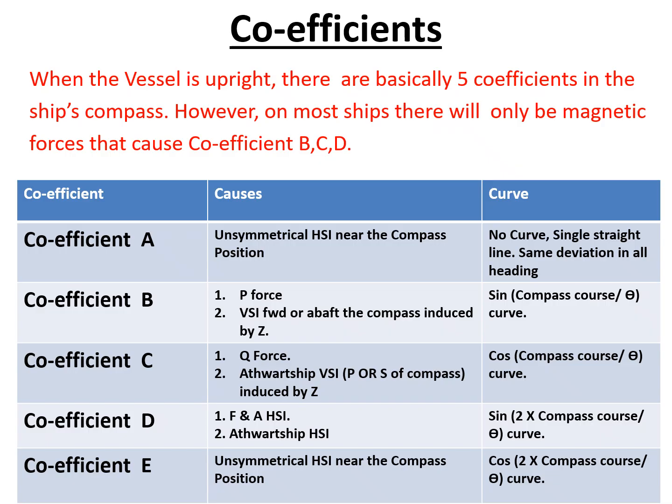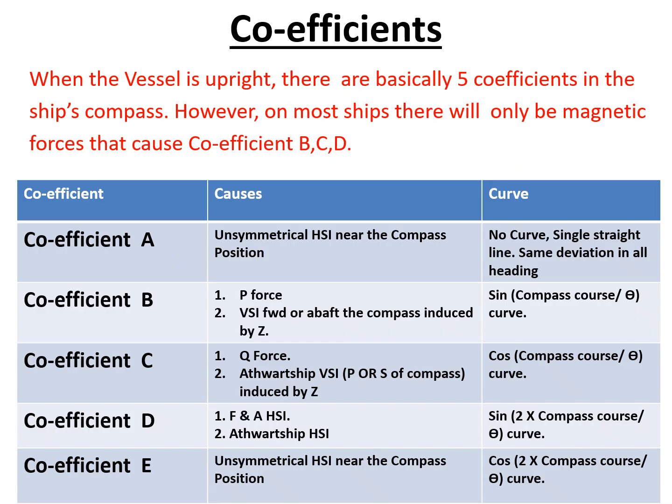Coefficient D is caused by fore and aft continuous HSI induced by H, and athwart shift continuous HSI induced by H. Right? And we have seen in the previous slide that the forward shift continuous HSI induced by H and athwart shift continuous HSI induced by H both produce a sine 2 theta curve. So the coefficient D will follow a sine 2 theta curve.